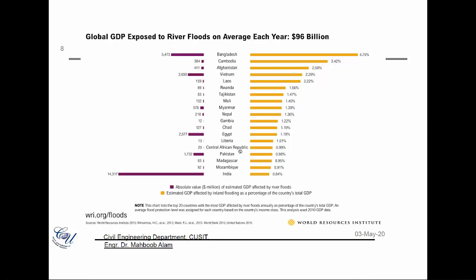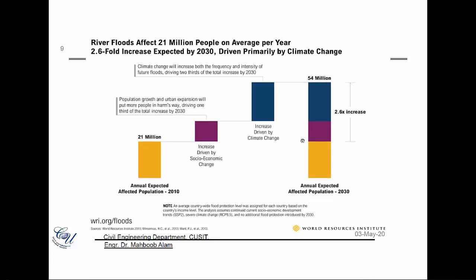So for example, if we are looking at Pakistan, it is showing something like $1,732 million are lost due to flooding in Pakistan, which is almost 1% of the GDP. So you see, quite a lot of money is lost because of the flooding, or the destruction that is caused by flooding. Also, the expected population affected by flooding in 2030 is a very big number.